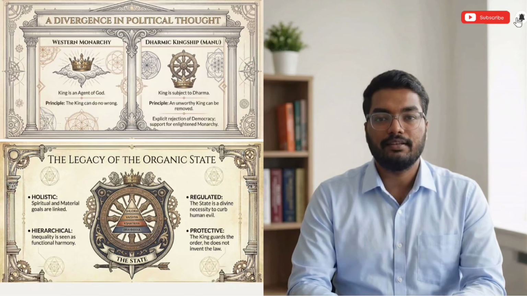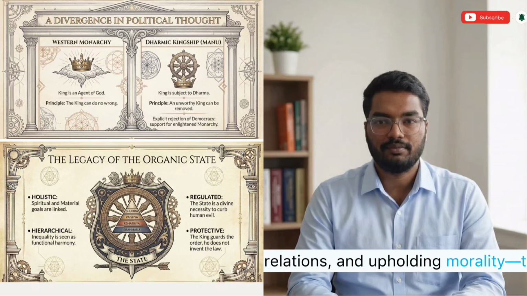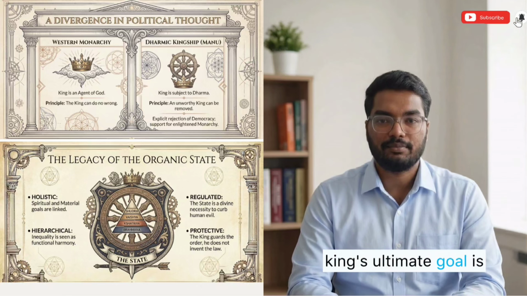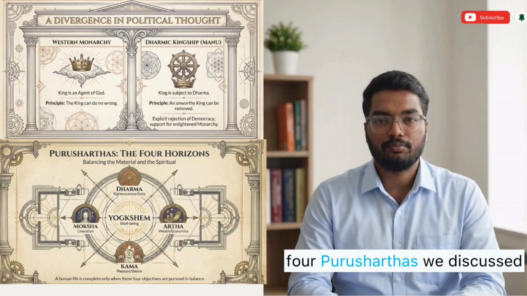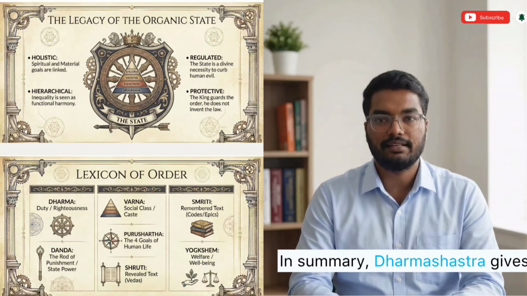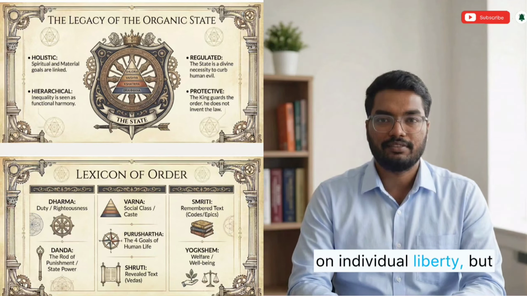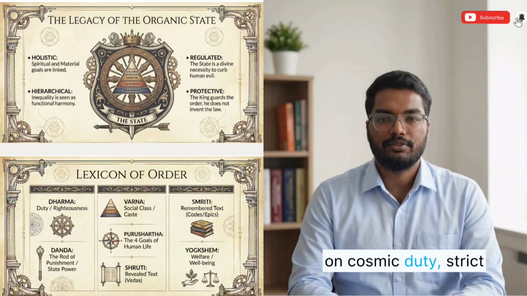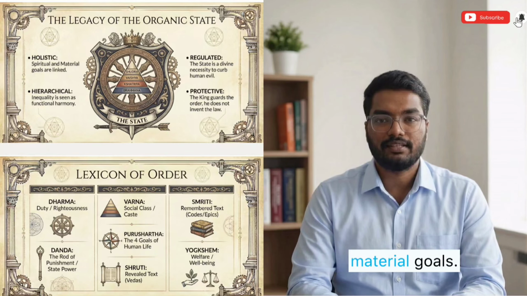Through his main duties, which include taxation, managing the judicial system, navigating interstate relations, and upholding morality, the king's ultimate goal is to help his citizens achieve yogakshema, meaning the successful pursuit of the four Purusharthas we discussed earlier. In summary, Dharmashastra gives us a picture of a state built not on individual liberty but on cosmic duty, strict social hierarchy, and the balance of spiritual and material goals.